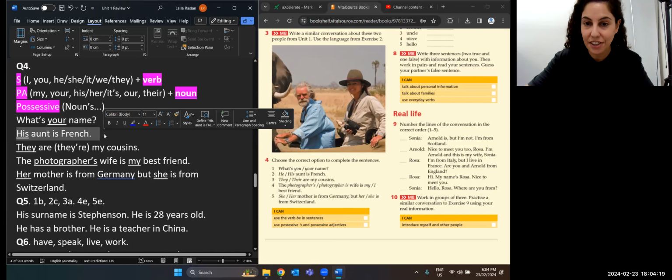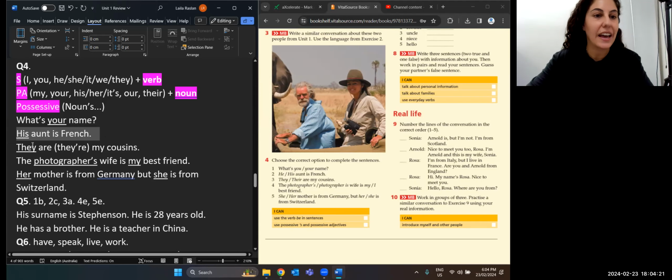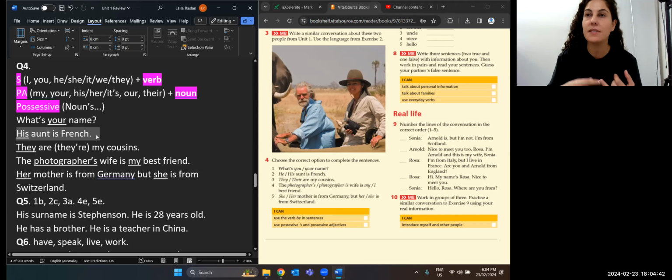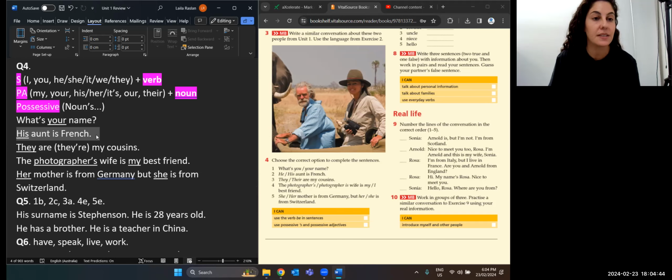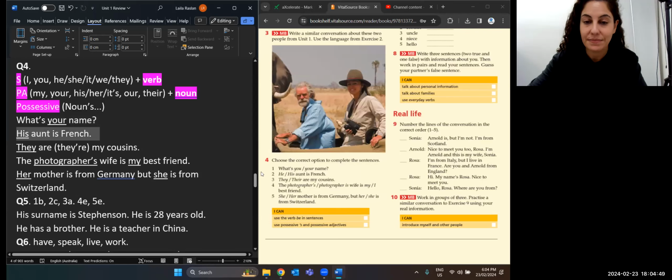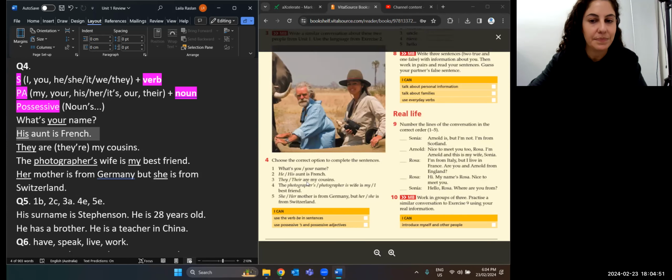Number 2. His aunt is French. So again, I know that I'm using a noun. And remember, we looked at family. An auntie is the same as saying an aunt. So his aunt, not he, because I'm not using a subject and verb. So his aunt is French. So take note of the verb to be. We're asking people's names. We can ask about family members, jobs, location.